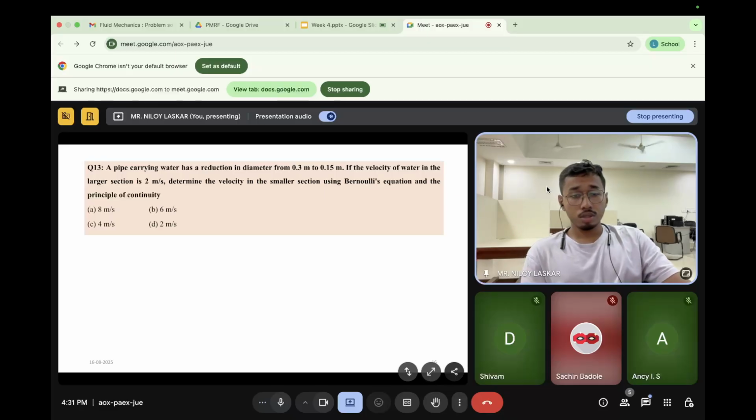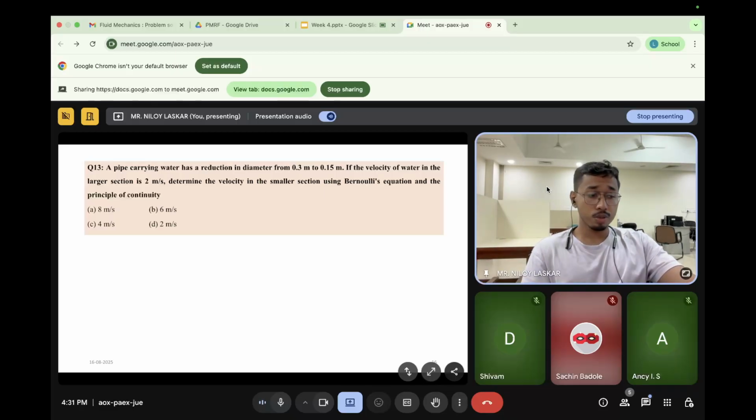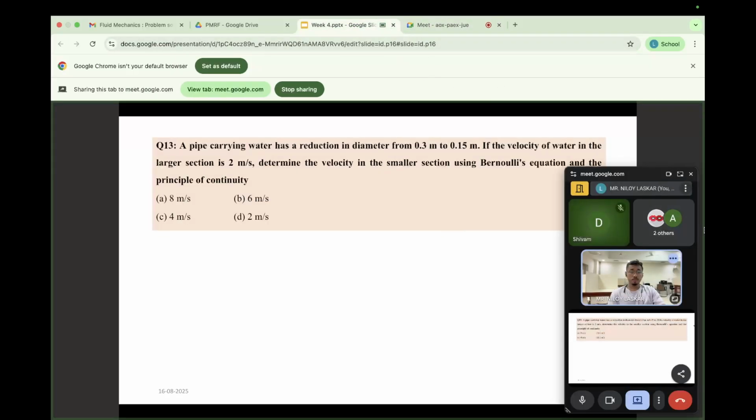So Sachin's answer to this question is option B. What about others? Shivam is saying option C. So let us check.